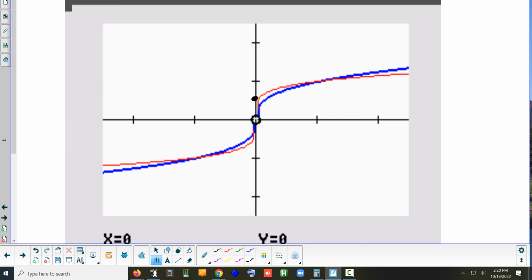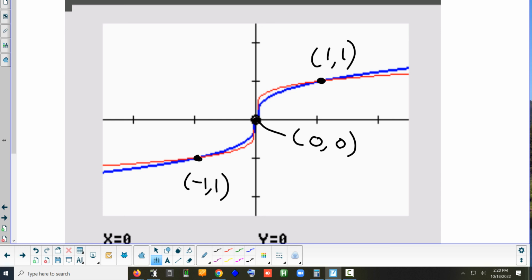They don't, this blue one never goes through that black point. It's curving away from that. Anyone see another point? Yep. 0, 0. So they do all go through the point 0, 0. But there's another one. 1, 1. Yep. And there's another one. Yep. -1, -1. Now, I know I only graphed 2 roots.